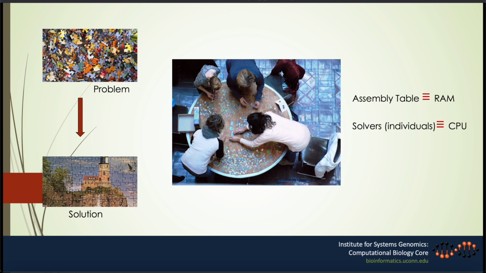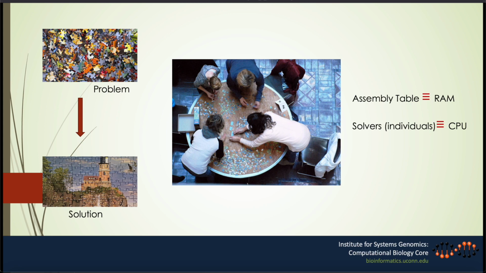So in a way, they are working in parallel on chunks of your data, and finally they bring it together to give you the final solution. How big a problem you can solve depends on the surface area of the table. That's how you can think of RAM and CPU in terms of an analogy.